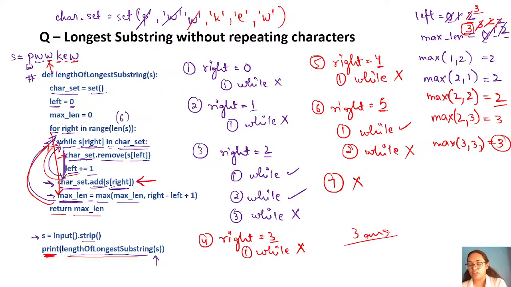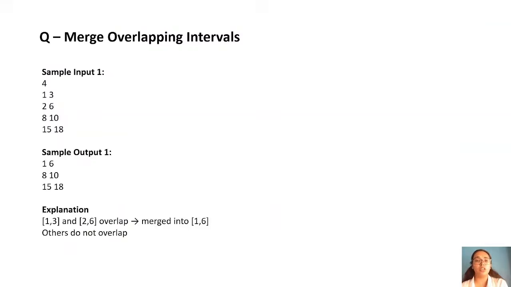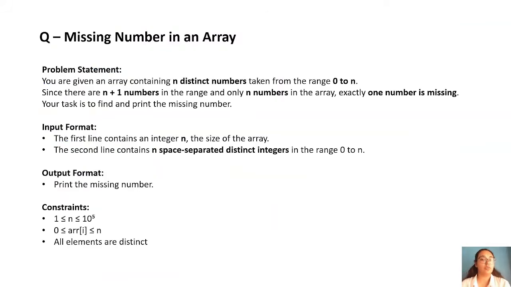Okay, let's move on to this one last question for the day, that is missing number in an array. Again, this is a very easy question if you have general mathematical knowledge. I kept this question because I want to show you that in TCS the questions are not exactly predictable.